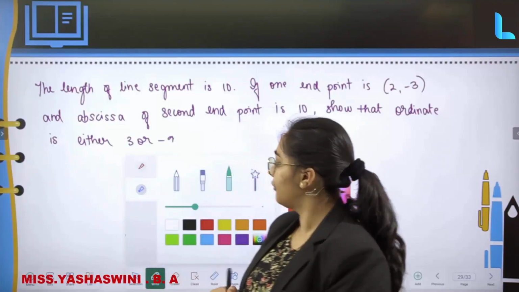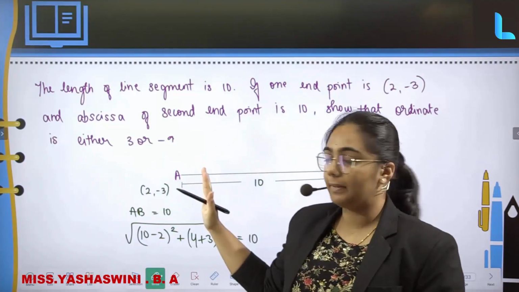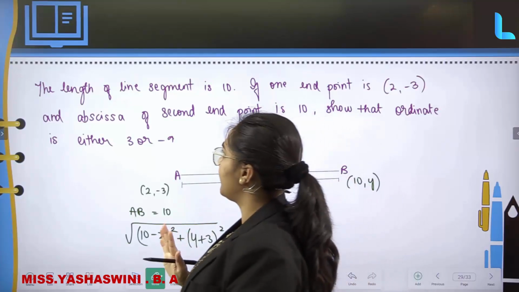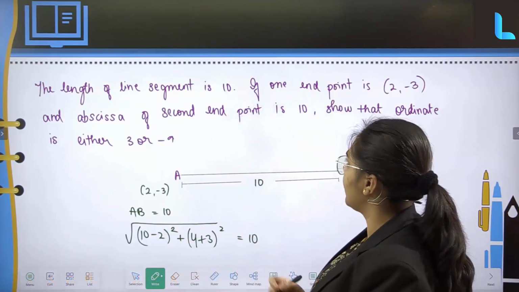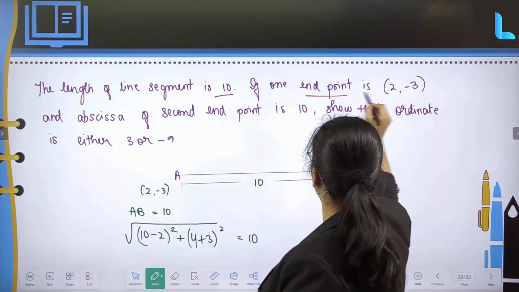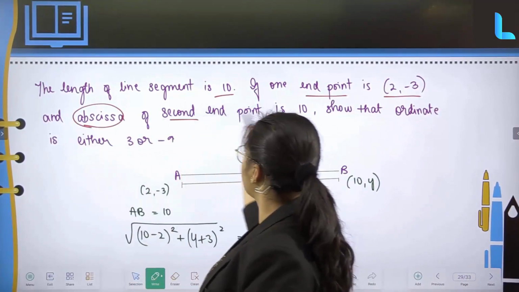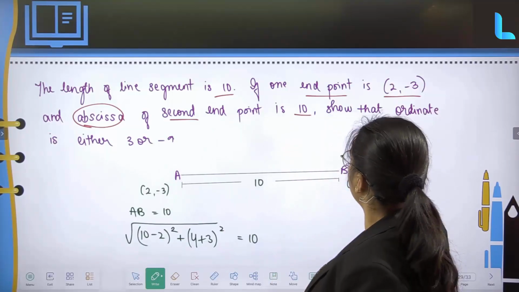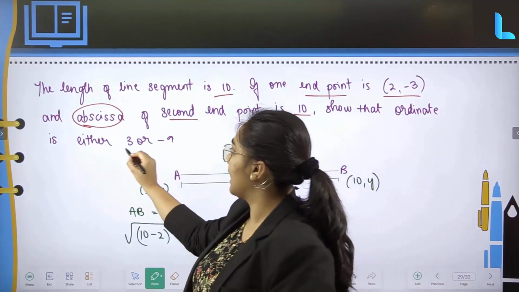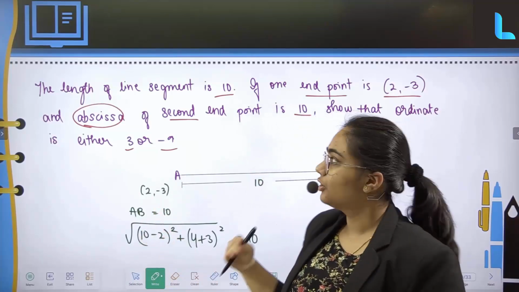So we have the last few more questions to complete in this segment. The question says the length of a line segment is 10 if one endpoint is given and the abscissa of the second end is 10. You have to show that the ordinate is either 3 or minus 9. So what does the question say?